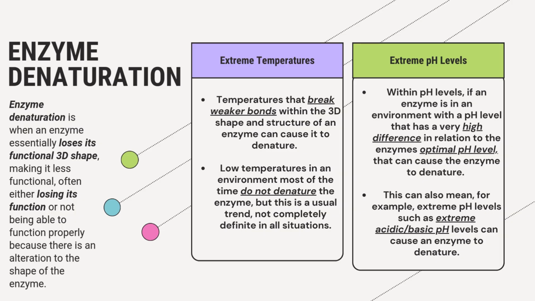Another factor is extreme pH levels. If an enzyme is in an environment with a pH level that has a very high difference in relation to the enzyme's optimal pH level, then that can cause the enzyme to denature. So extreme pH levels, such as extreme acidic or basic pH levels, can cause an enzyme to denature. And this all depends on how far the pH level that an enzyme is in is from the enzyme's optimal pH level.